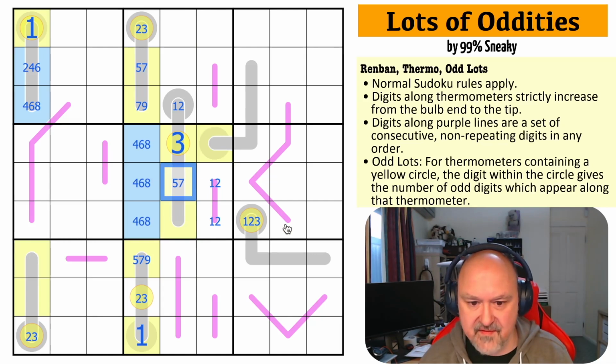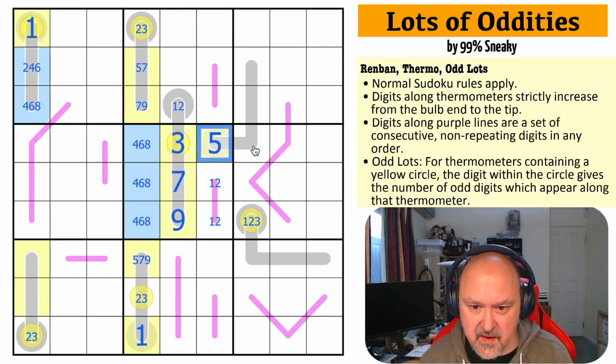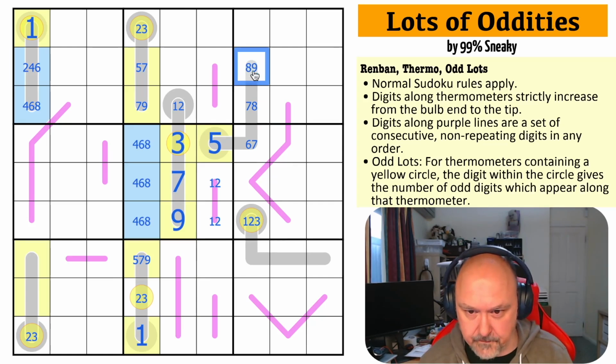So this is from 5, 7, and this is 7, 9. This is from 5, 7, or 9, and it's not 7 or 9 because it's too far along the thermo. This is 5, this is 7, this is 9. This is from 6, 7, 8, 9.